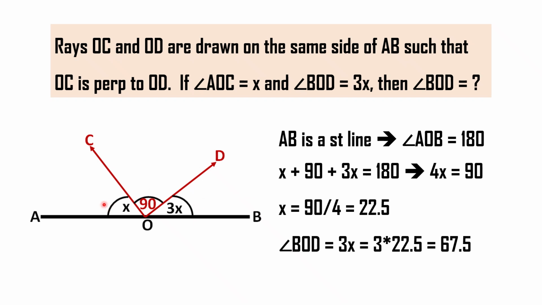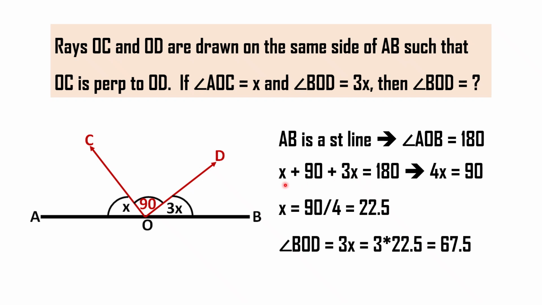So x, this angle x plus 90, 90 কেন? OC perpendicular to OD দেওয়া আছে, it's given. OC is perpendicular to OD. So perpendicular means 90 degree. Perpendicular মানে লম্ব, লম্ব মানে 90 degree. And this angle is 3x, angle BOD. So x plus 90 plus 3x equal to 180.